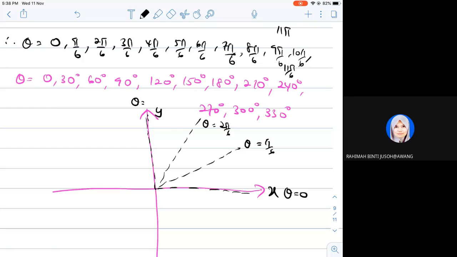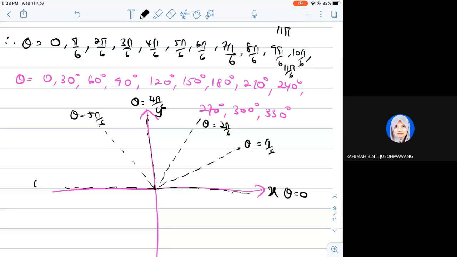Or pi over 6. 4 pi over 6, same thing. Then theta equals 5 pi over 6. And then 4 pi... sorry, 5 pi over 6. So 4 pi, 180 degrees, it is around here. It is here.